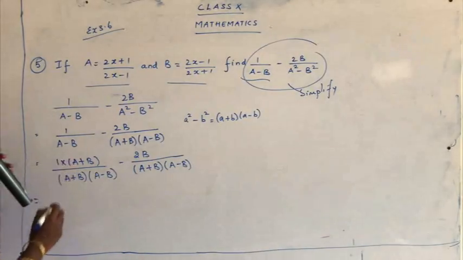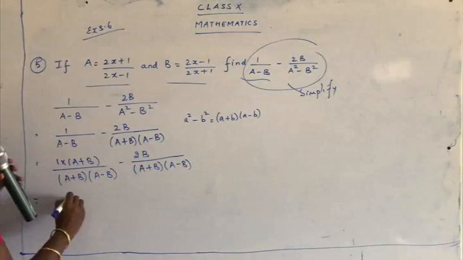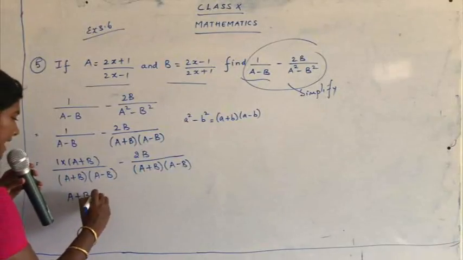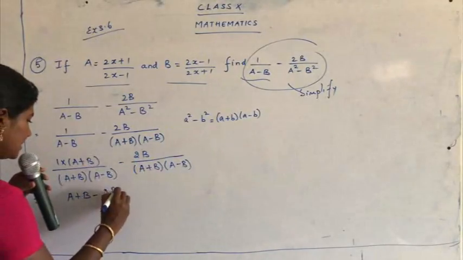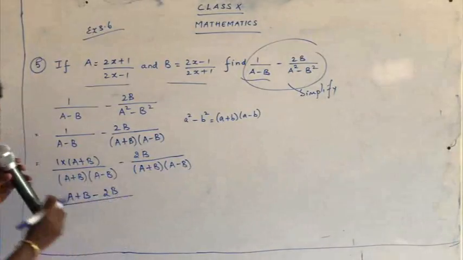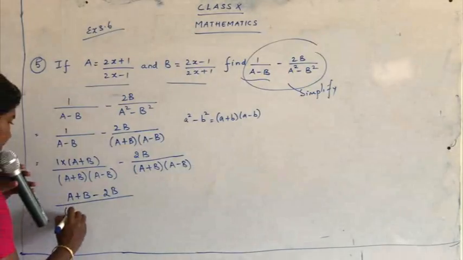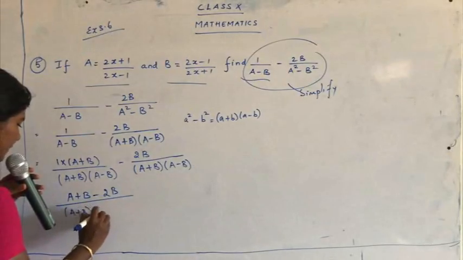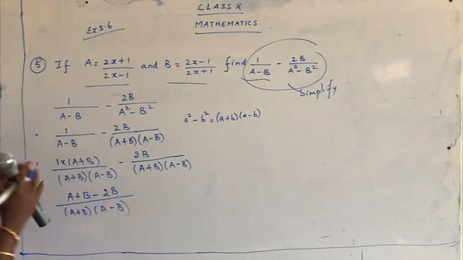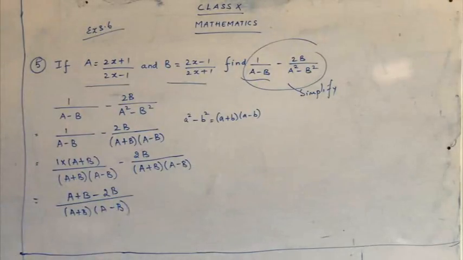So what do you get when 1 into a plus b becomes a plus b minus 2b. This I am taking the numerator part together. Now the denominators are same, so I am just going to write the denominator together. So it becomes a plus b into a minus b. Now let's see how to simplify. So a plus b minus 2b.